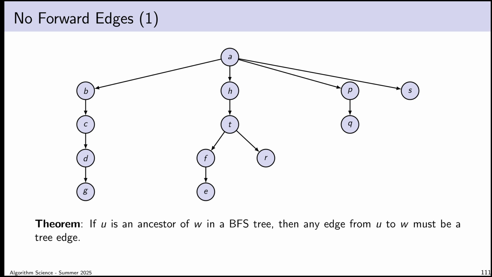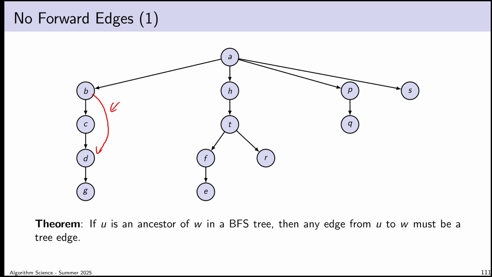Okay, so I want to prove that the existence of a forward edge is impossible. And so the way I'm going to prove this is by stating the theorem that if I consider some ancestor of a particular vertex in a BFS tree, then any edge from an ancestor to a descendant must be a tree edge. In other words, if there is an edge from B to G in this graph, that means that G has to be a direct child of B in the BFS tree and that the edge must be a tree edge.